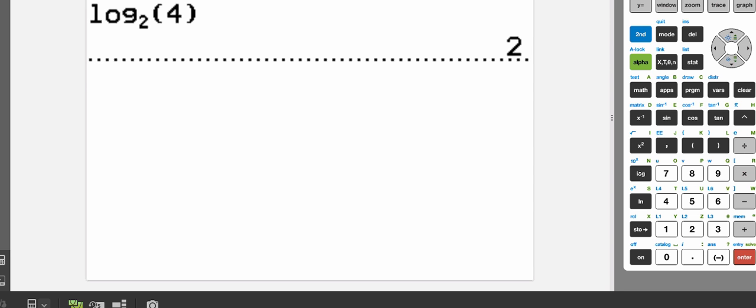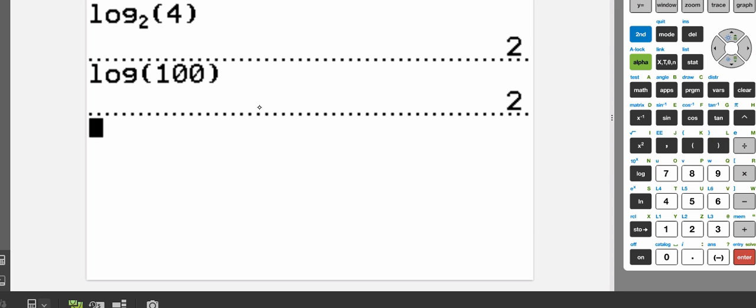The way I remember that this log has a base of 10 is I always do log of 100. I know the answer is an exponent. Log of 100 is 2. Why? Because the base is 10. 10 to what power is 100?